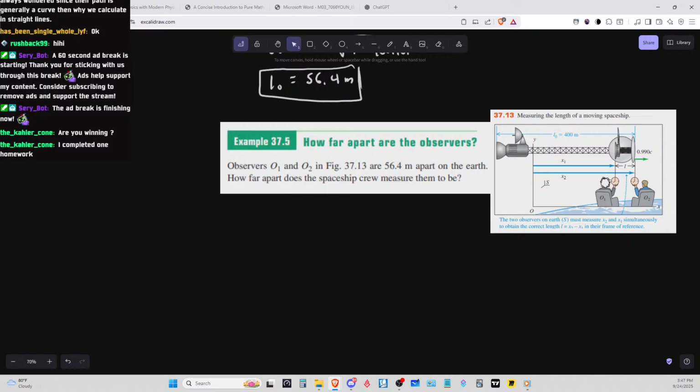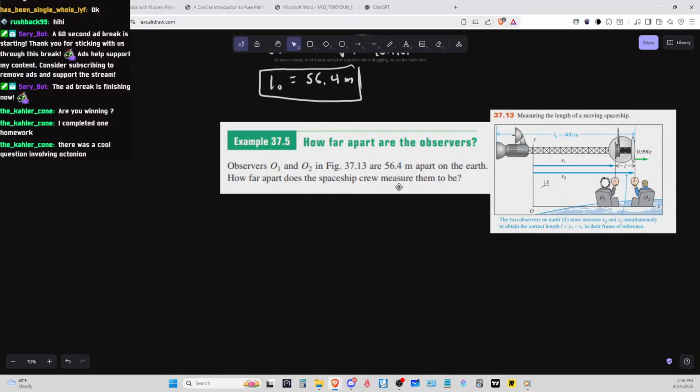Okay. Alright, so I'm guessing we're supposed to take the same problem like last time. Now, Earth, okay. The observers are apart on Earth. How far apart does the space crew measure them to be? So does that mean we have to do the exact same thing, only with the numbers switched?